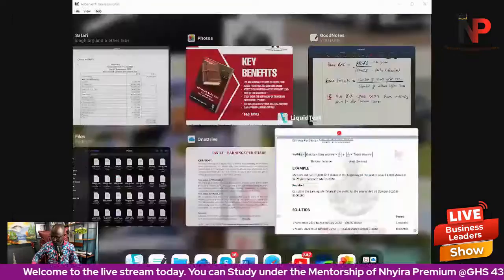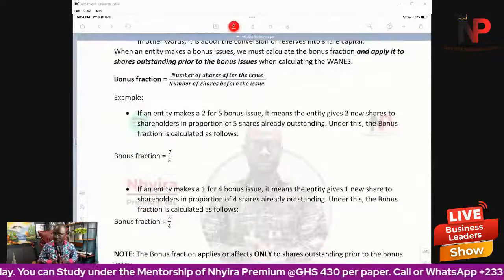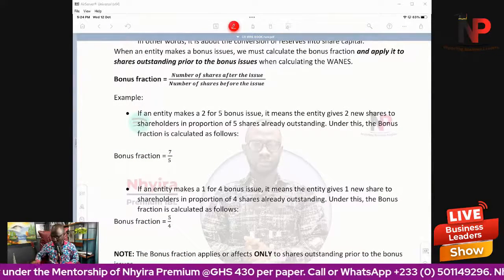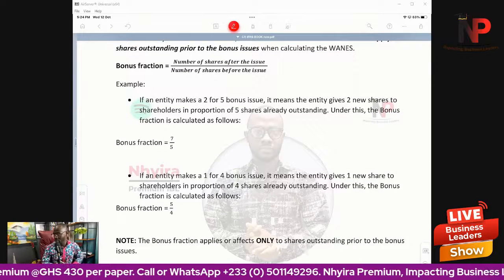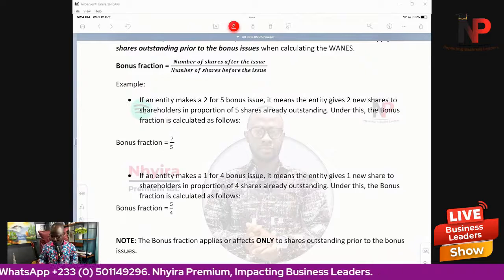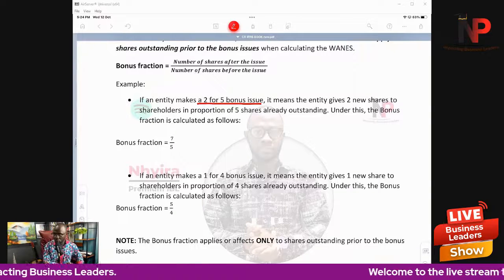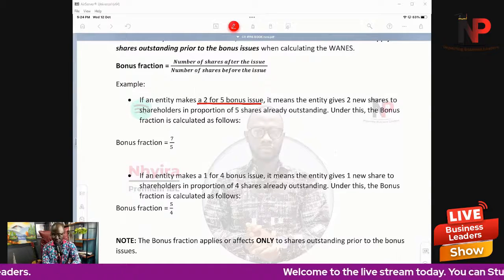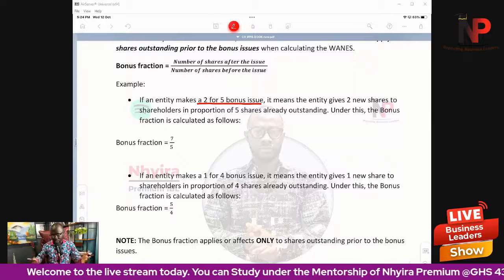So let me go back to my slide and show you what we mean by that with an example. Please stay with me carefully. I have two examples here, and I'm going to use that in the slide to show you what we mean by bonus fraction calculation. So example number one. If an entity makes a 2-for-5 bonus issue, so listen carefully, what does that mean?